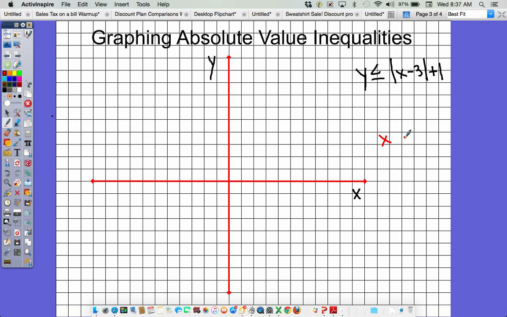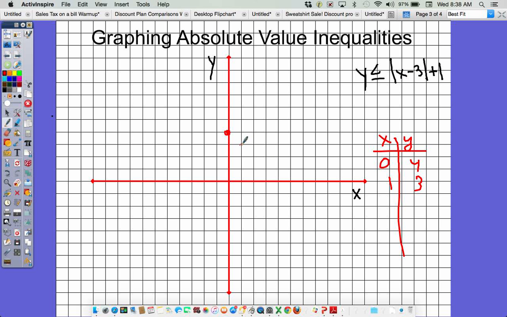Okay, for this one, again, we're going to make our table. So when I plug 0 in, I get 0 minus 3. Absolute value, that's 3. 3 plus 1 is 4. So 0, 4. If I try 1, 1 minus 3 is negative 2. So that would be 2 for the absolute value, plus 1 is 3.